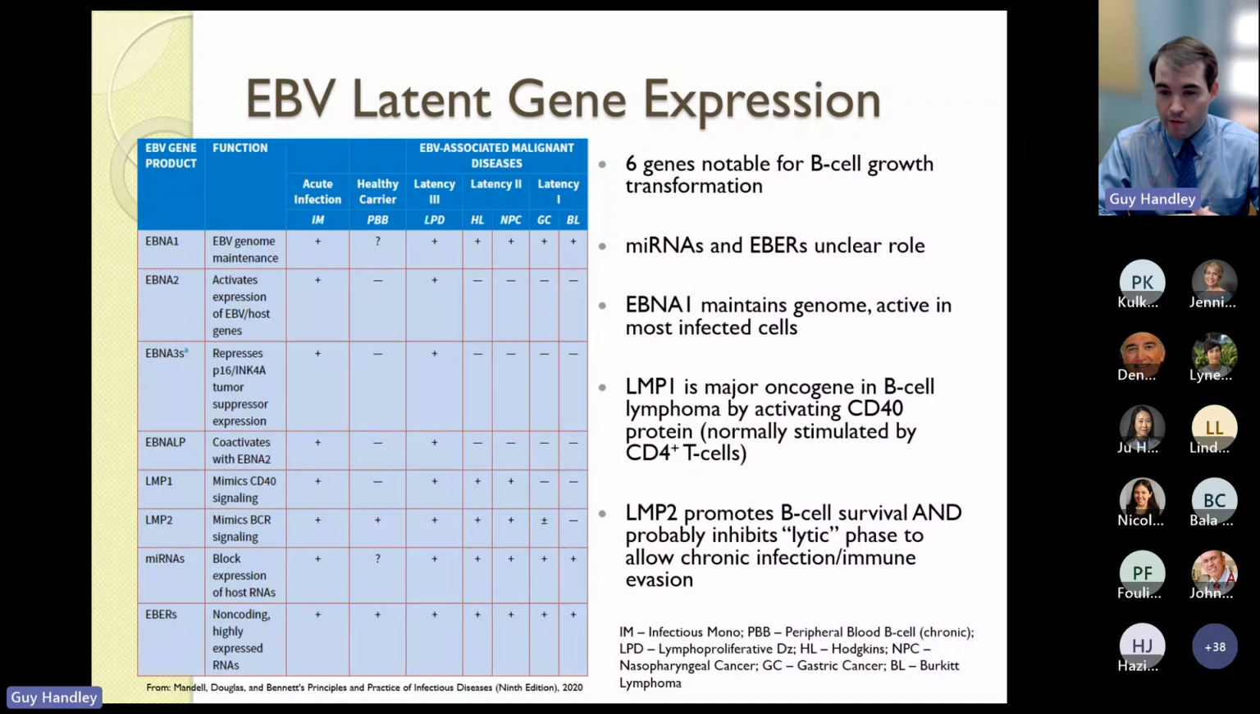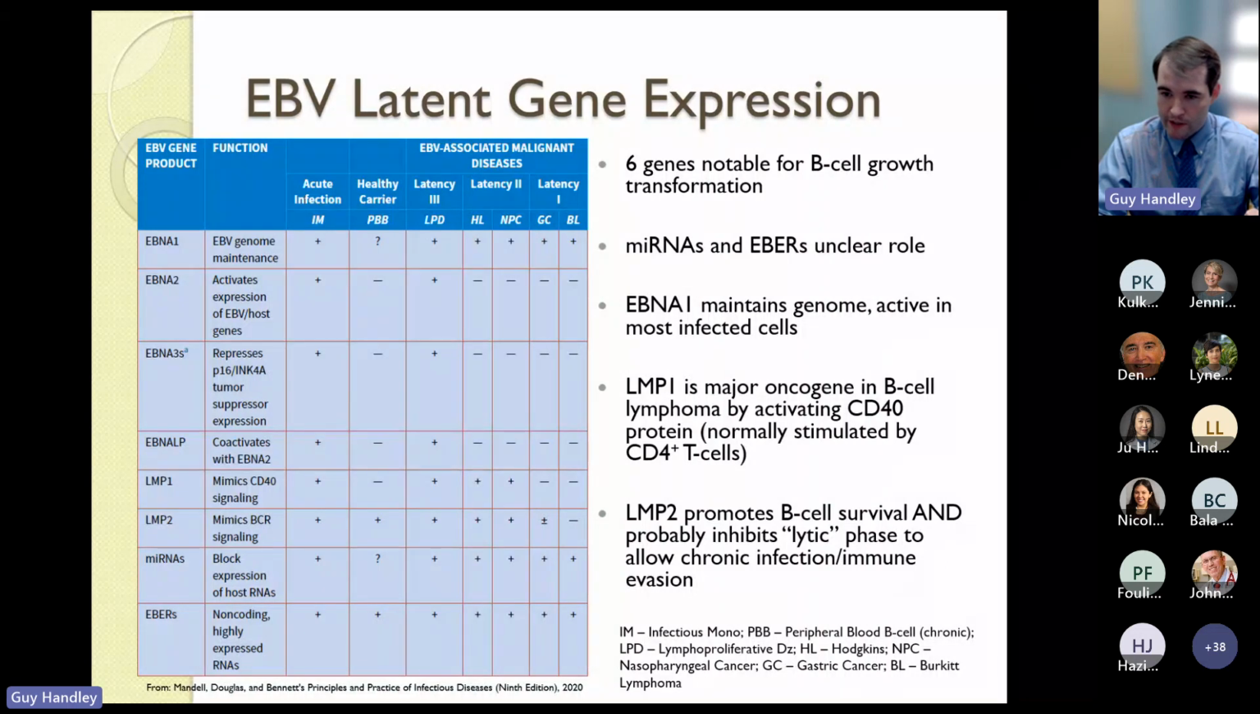Another really interesting one I wanted to point out is latent membrane protein 1. And what's better shown in the next slide is this actually somewhat mimics a normal CD4 T cell response in B cells by activating CD40 and kind of ushers B cells into the germinal center and then ultimately developing a memory B cell, which is what the virus wants.